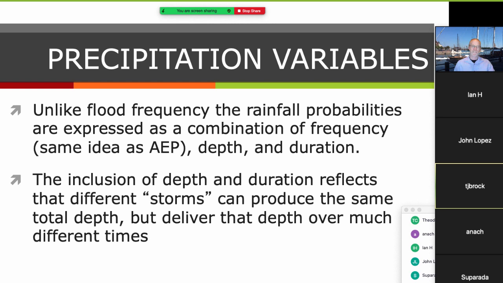That consideration reflects that different storms can produce the same total depth, but delivered over much different time frames. And then the subheading here says, consider a slow, gentle rain over a long, long time. Let's say 1 inch an hour for 24 hours, total depth is 24 inches, versus a fast, hard rain, 12 inches an hour for 2 hours. Same total depth. Those are going to be two dramatically different storms from an impact on the environment perspective.